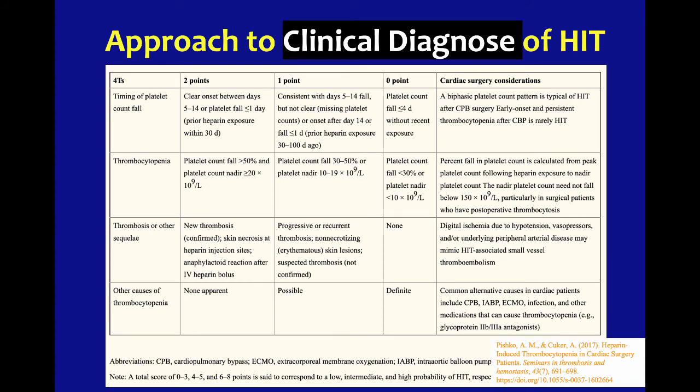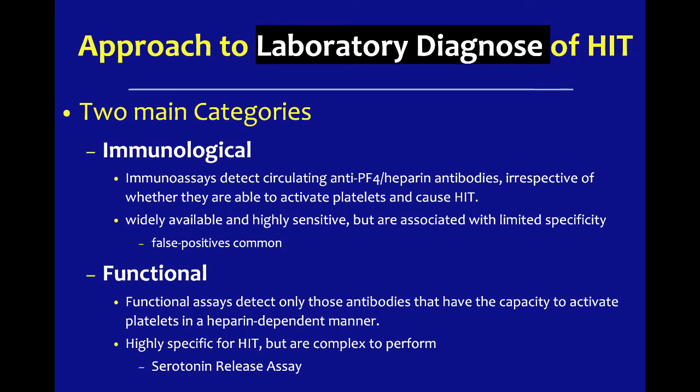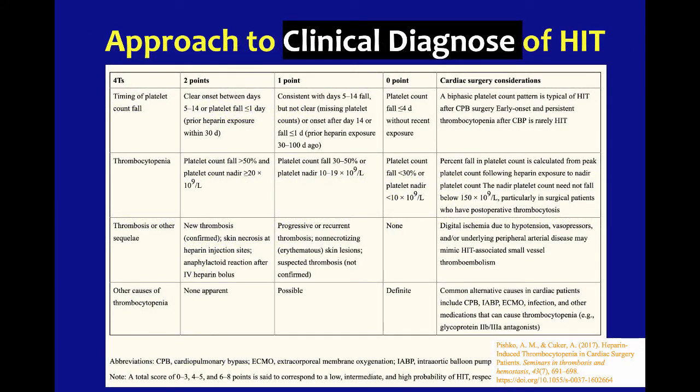So let's talk about how we diagnose it. And we're going to look at the diagnostic procedure in two main broad categories. There's the clinical diagnosis, then there's the laboratory diagnosis. Let's talk about the clinical diagnosis of HIT. And it's the 4 T's that have emerged as our way that we can clinically diagnose. And it's the timing of the platelet count fall, thrombocytopenia, the level of low platelet count, if there is thrombosis or other sequelae, and then the fourth T is the other causes of thrombocytopenia.